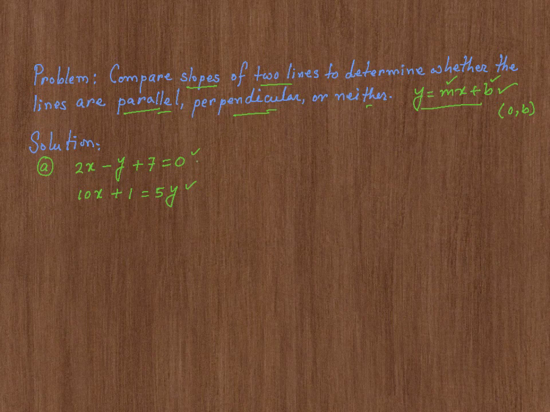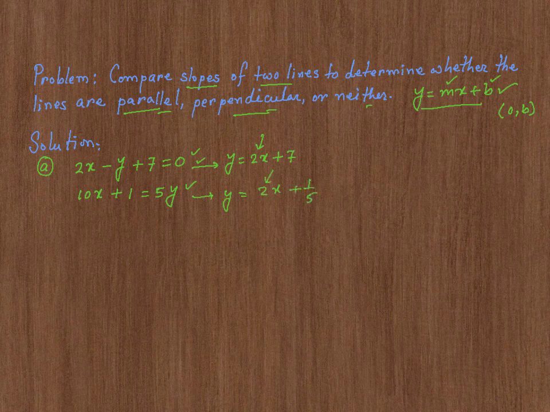So we are going to express this equation in the slope-intercept form, which, by the way, is going to give me y is equal to 2x plus 7, which is very easy. I hope you know how to go from here to here. So that tells me that the slope of this first line is 2. Similarly, if we solve for y in the second equation, just divide both sides by 5, you will get y is equal to 2x plus 1/5.